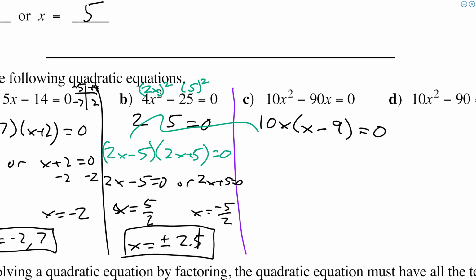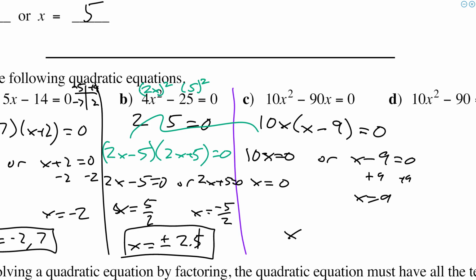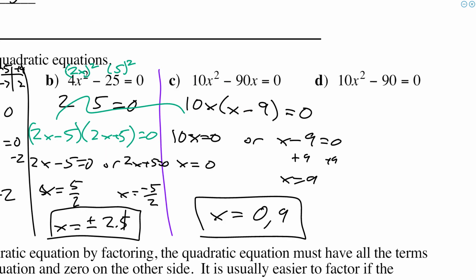Okay, so now I have two things that can be 0. Either 10x can be equal to 0, or x minus 9 can be equal to 0. So in this case, x is 0 divided by 10, and 0 divided by 10 is 0. And x minus 9 is 0, plus 9, plus 9, x equals 9. So x equals 0 or 9. Nice. This is factoring business.